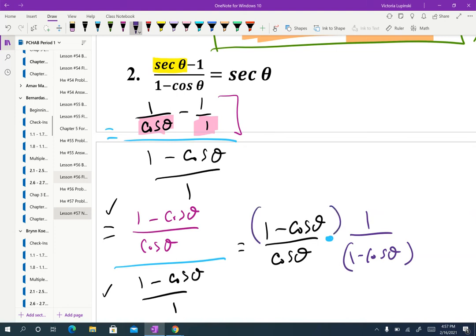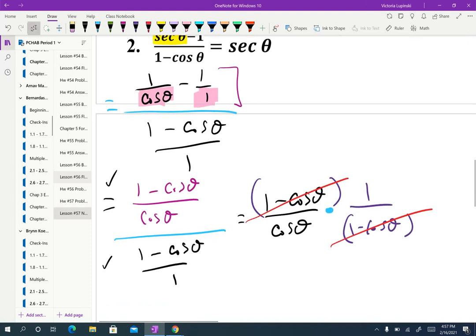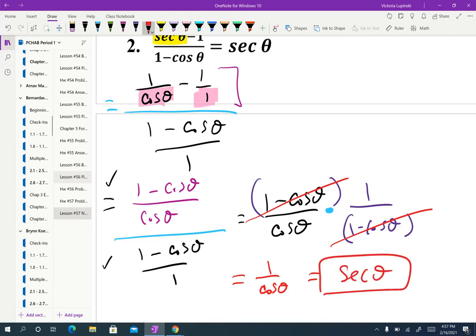Remember that these binomials have to come, they have to stick together. You can now, of course, cancel this 1 minus cos from the numerator with the 1 minus cos in the denominator, which is going to leave you with a 1 over cos. And what do you know? 1 over cos is in fact equal to a secant.